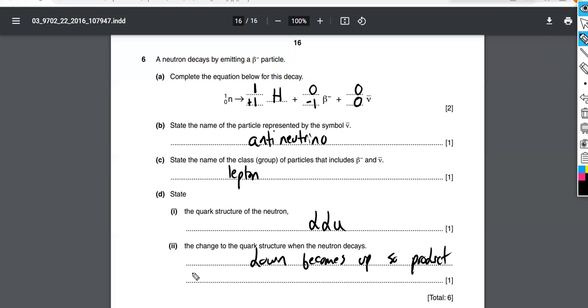So the product consists of 1 down, but now there are 2 ups, right? So down, up, up, which is the quark structure of a proton, right? So a neutron becomes a proton. That's what we see here. A proton is a hydrogen atom. Pretty straightforward, 6 marks right there.